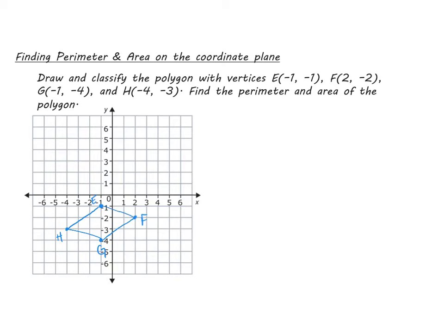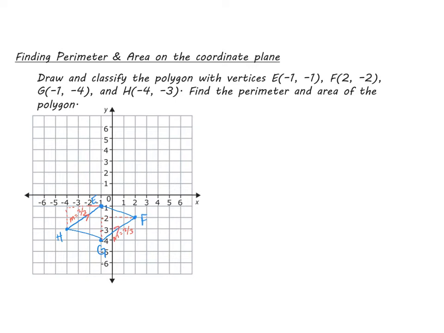Alrighty, so looking at that, it looks like a parallelogram. So I'll check out its slopes. Slope from E to H is up 2 and over 3. So m equals 2/3. The slope on the opposite side from G to F is also up 2 and over 3. So m equals 2/3. It's looking like a parallelogram so far.